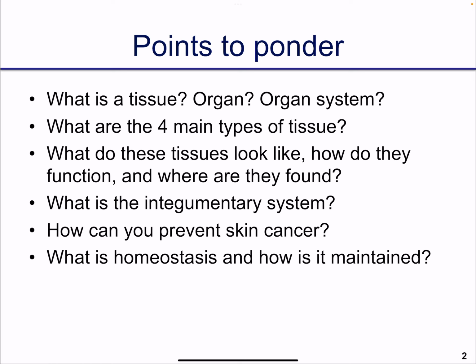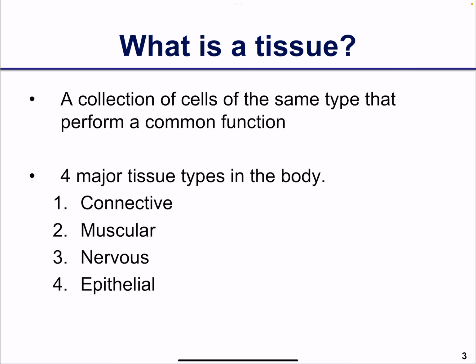Now, with that said, first question, what are tissues? So how do we define a tissue? A tissue is a collection of cells that are similar and that are going to come together to work toward the same function. In the human body, we have a number of tissues, but really there are four major types of tissues. I expect you to know them.